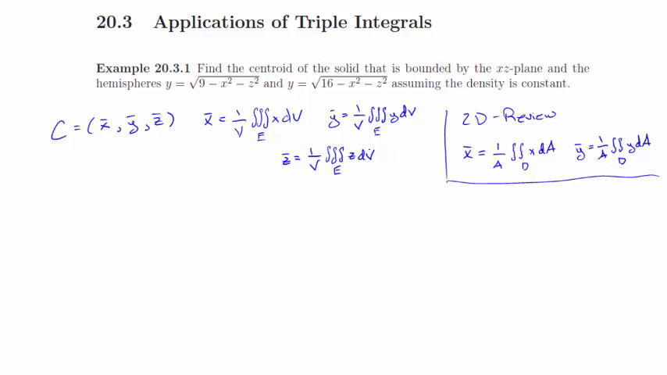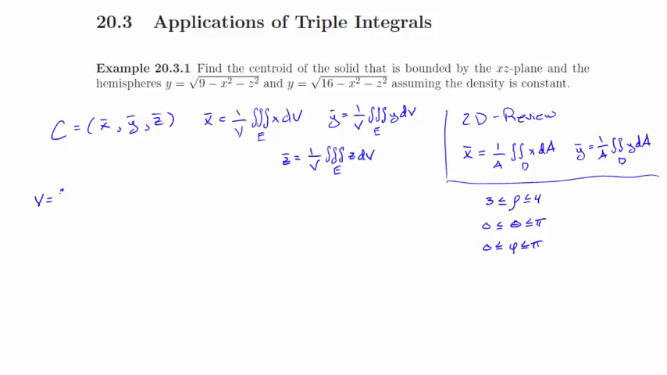Fortunately, the regions in all of them are the same as the ones we had before. Remember, we had rho is between 3 and 4, and then we had 0 is less than or equal to theta is less than or equal to pi, and we had 0 is less than or equal to phi is less than or equal to pi. So let's do the volume first.